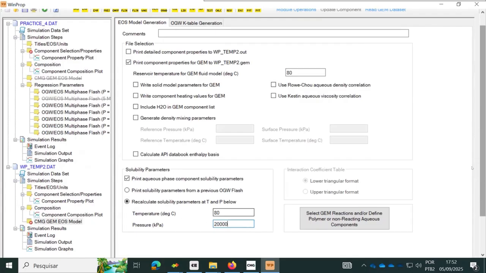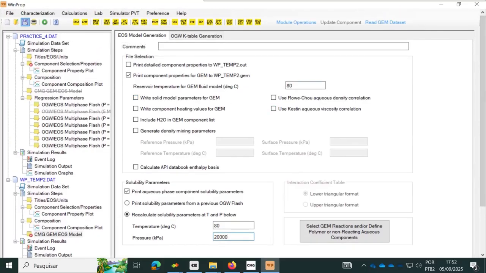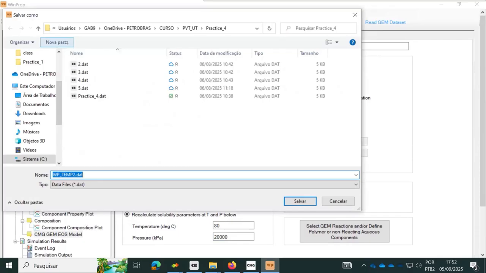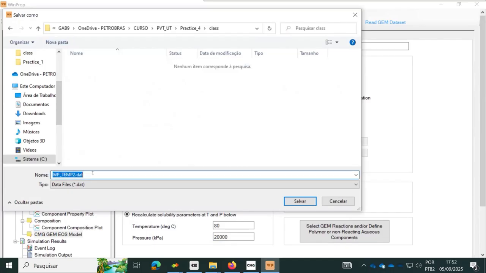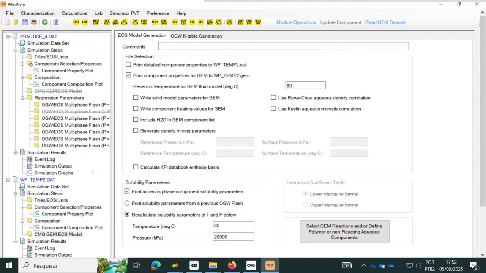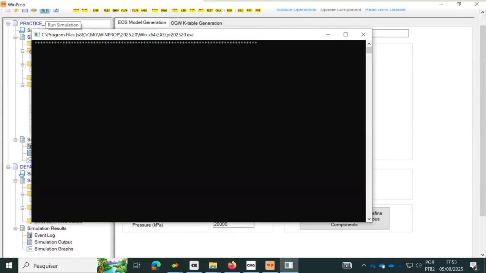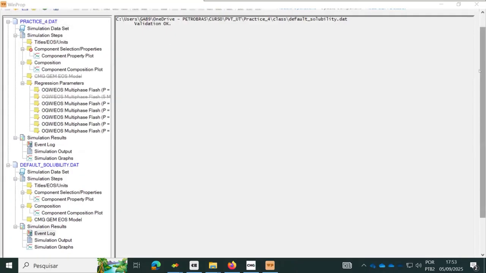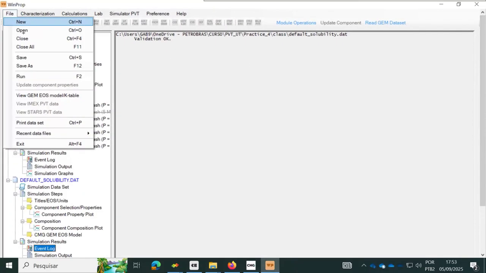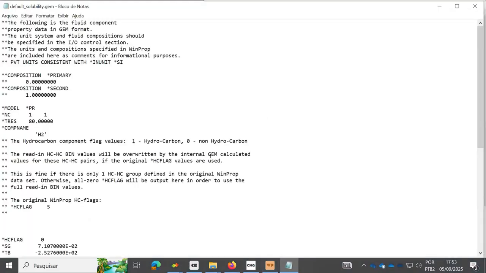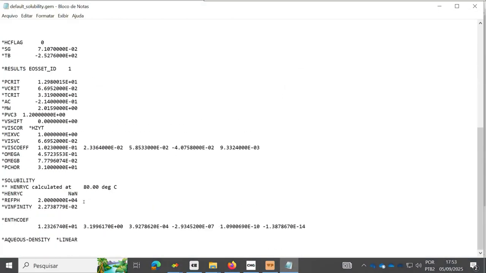Okay. So we can run this example, let's say with another name. I will call this default solubility. Okay. We can save and run this case. We can go to File, View EOS Model, and you can get here.